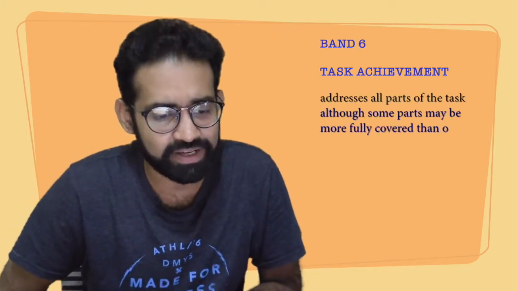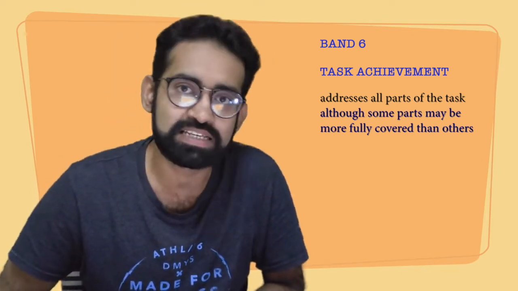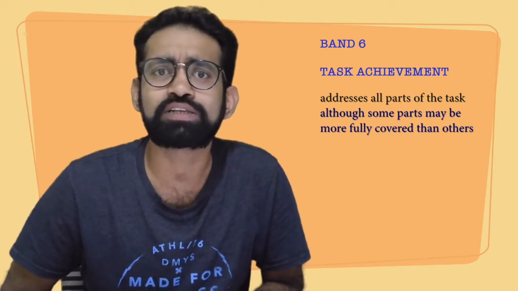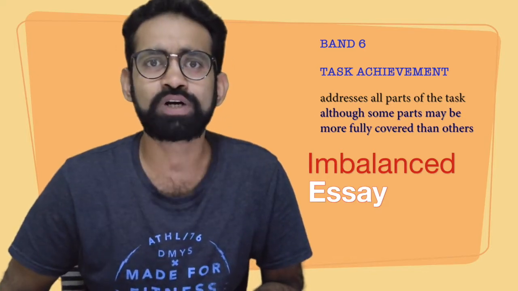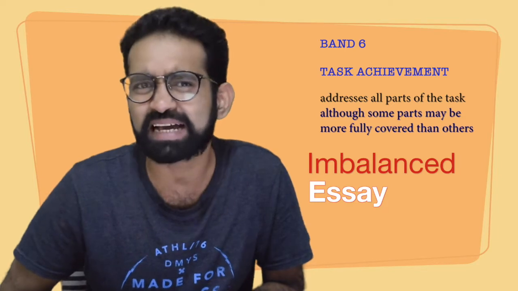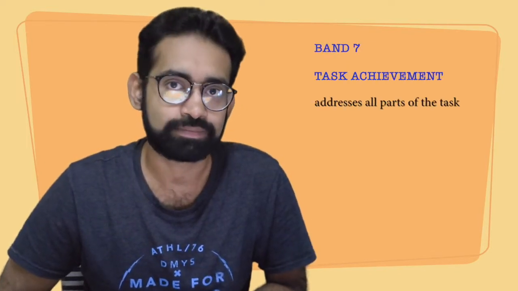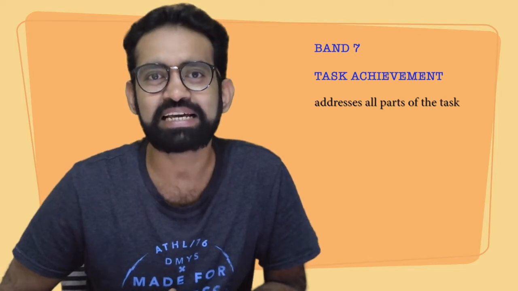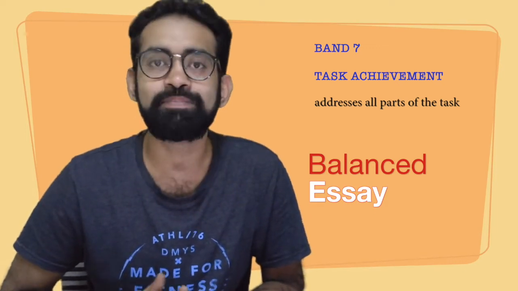So, if you look at it, for band 6, there is some leeway given here that some parts can be more described, some parts may be less described. So in essence, they're talking about the balance of your essay. Let's say body 1 and body 2. You have more words in body 1, less words in body 2. Possibly that's what concerns them here. Okay? Whereas for a band 7, there is no leeway like that. So a band 6 candidate might have some imbalances in his essay, but for a band 7, that is not expected. It has to be perfectly balanced.